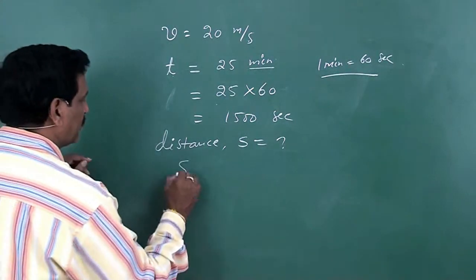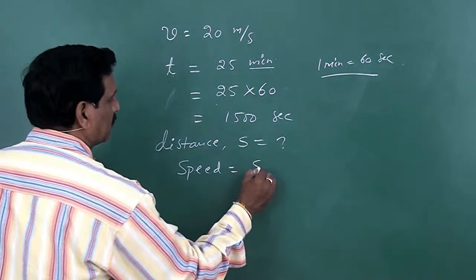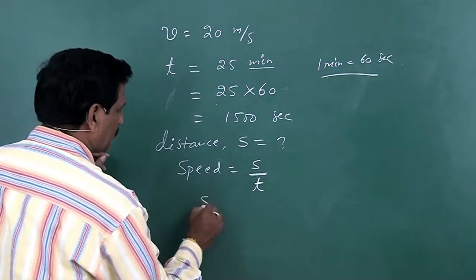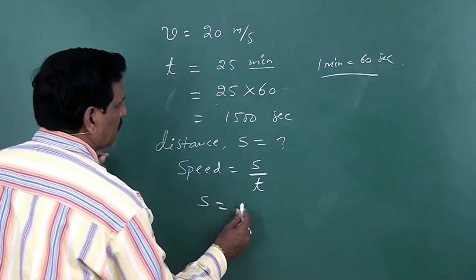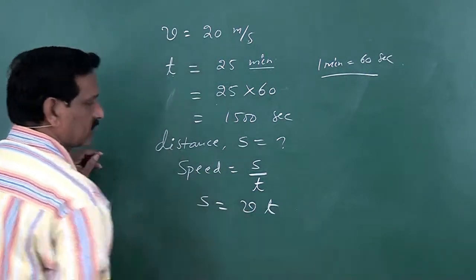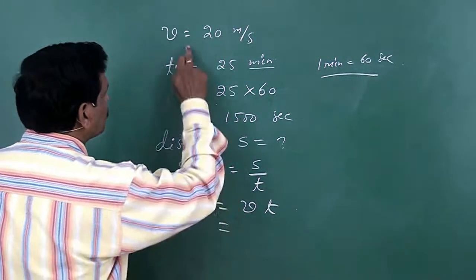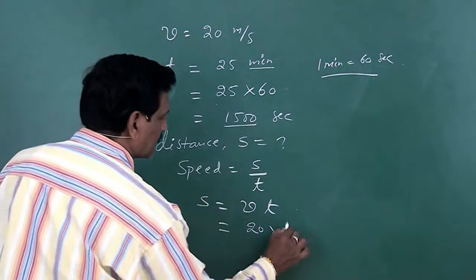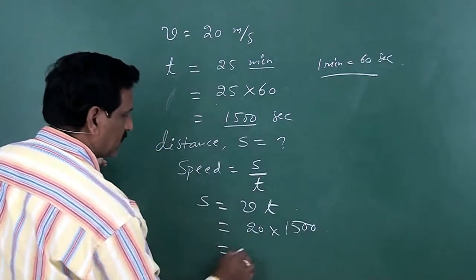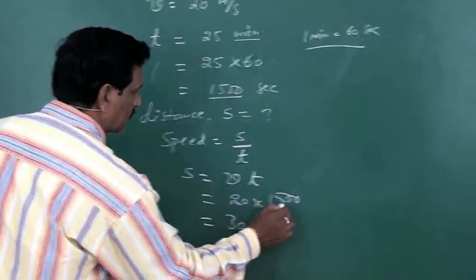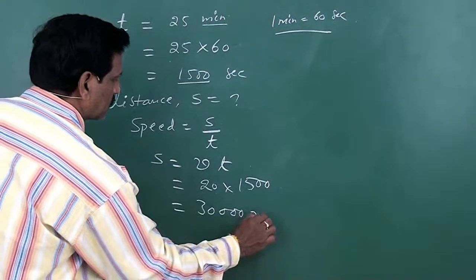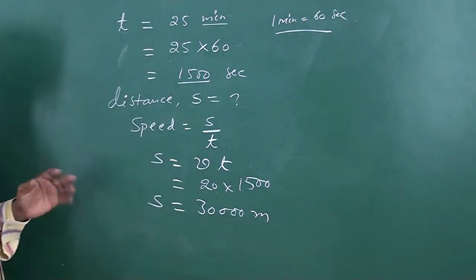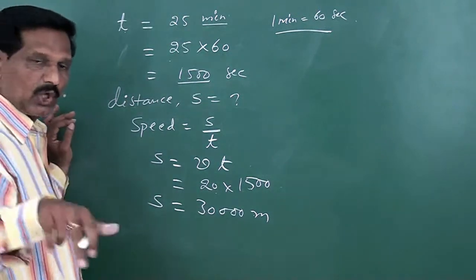From the definition of speed, what is speed? Speed is equal to distance by time. We have to find the distance here. So S is equal to speed into time, V into T. And here V is 20 and time taken is 1500 seconds. 15 into 2 is 30, and there are 2 zeros more. So distance covered is 30,000 meter, but it is asked to find the distance in kilometer.